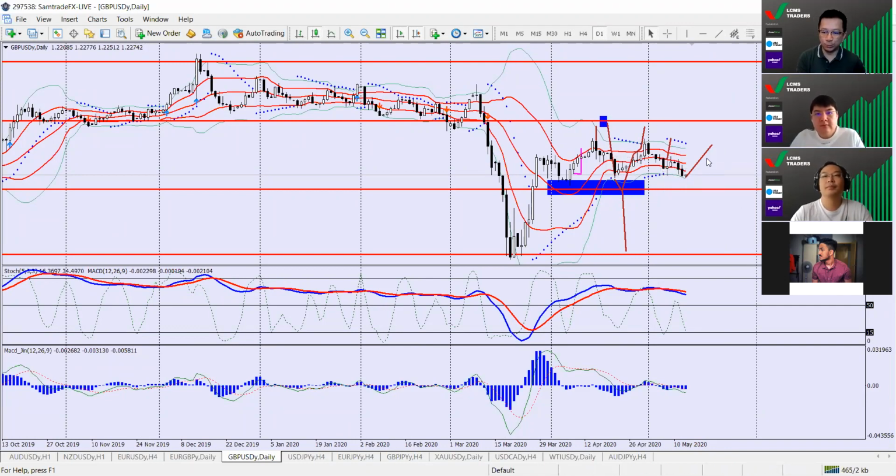At this point, I do think that the support of 1.2130 is likely to hold. It's likely to hold. So at this point, I think that we could see a bounce based on technicals alone, but we do need to see how it tests this support level. Quite straightforward. Not much trading happening for the pound, but we want to see what's happening in the news today for the pound.